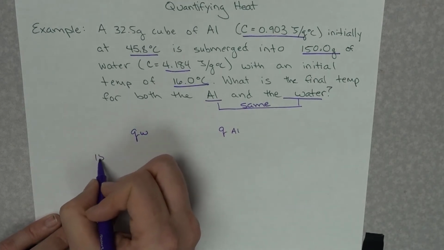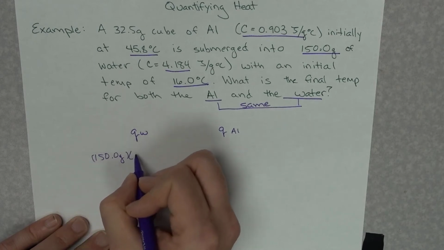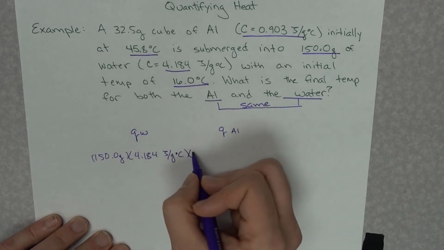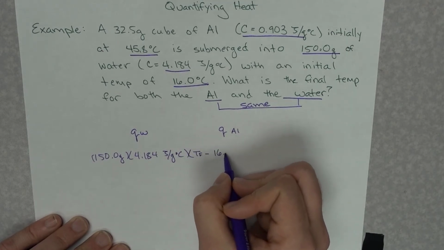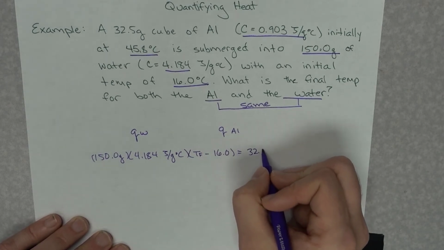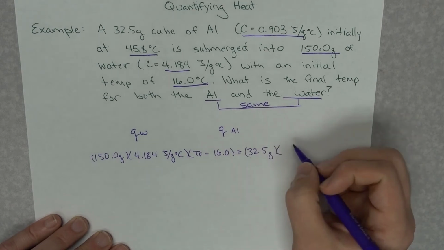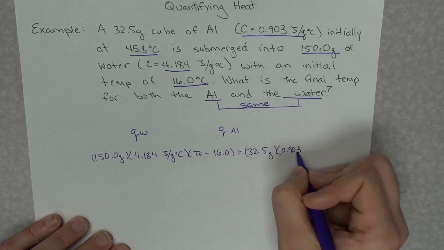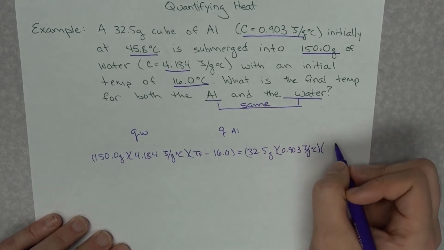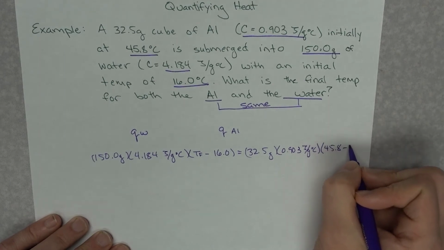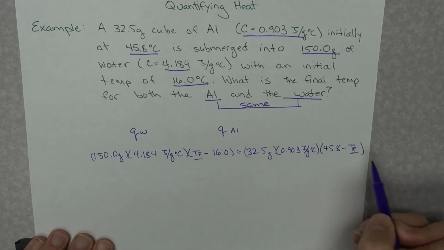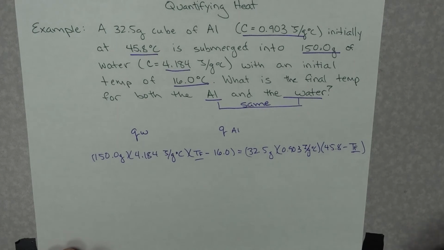So for the water side, it's 150.0 grams times 4.184 joules per gram degree Celsius times whatever the final temperature is, minus 16. And then on my aluminum side, 32.5 grams of aluminum is what I have, and 0.903 joules per gram degree Celsius. And it's going to be initial minus final on this side, so it'll be 45.8 minus my final temperature. Okay, notice I've got the same variable on both sides. All I got to do is the math to isolate it.